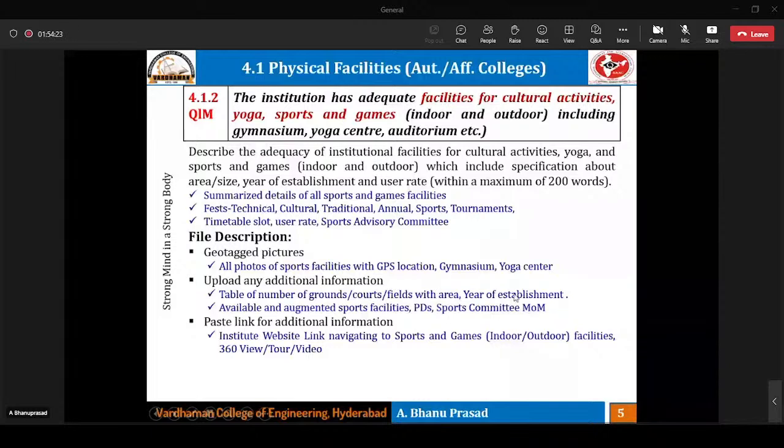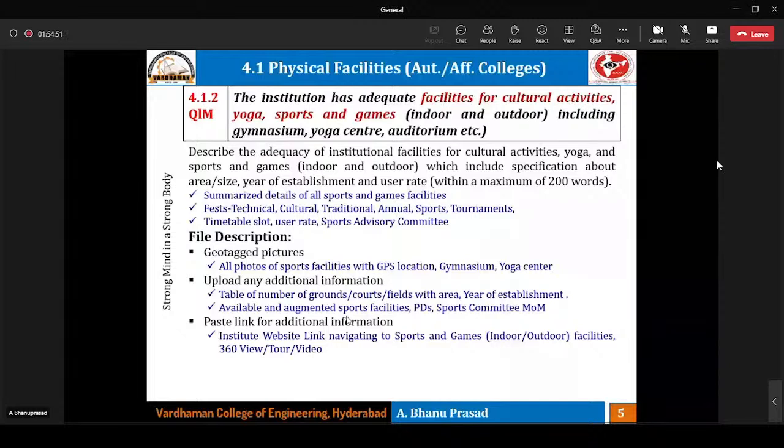We can also describe under the sports committee minutes of meeting and how much budget has been given to them, the augmentation. So every time, since it is physical facilities, you can upload all the available, but every year you have to increase your budget on the sports facilities.